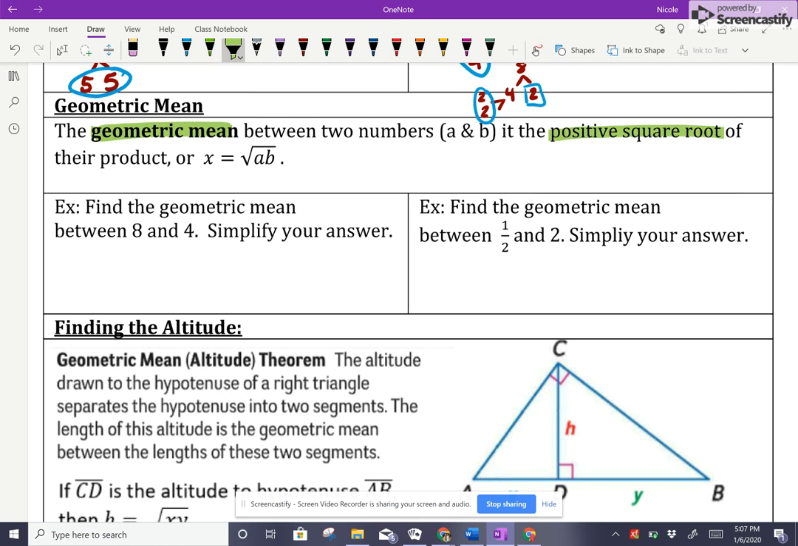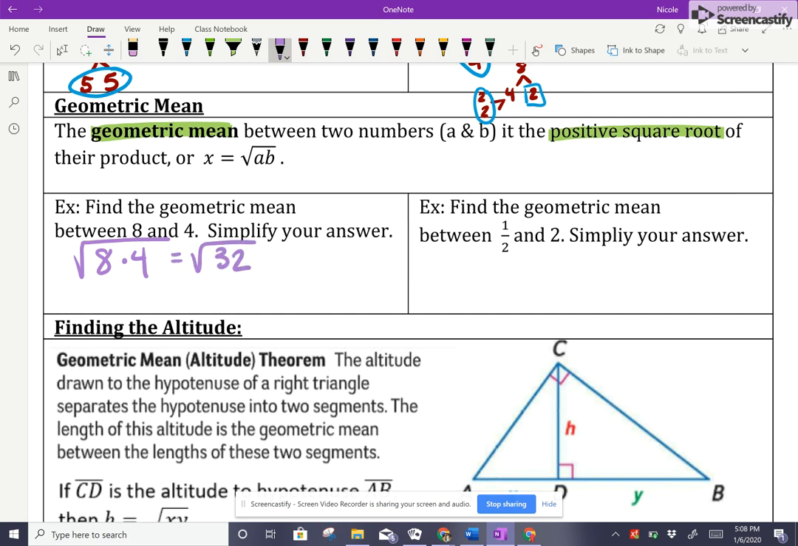So it is the positive square root of their product, or the positive square root of us multiplying those two numbers together. So let's look at an example. I have 8 and 4. So I'm going to say the square root of 8 times 4. Now there's a few ways you can go about doing this. You can go ahead and multiply these two together. 8 times 4 is 32.